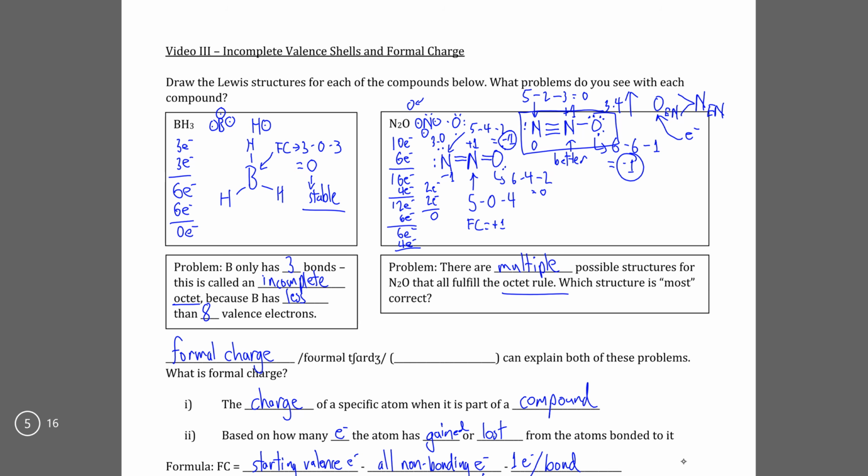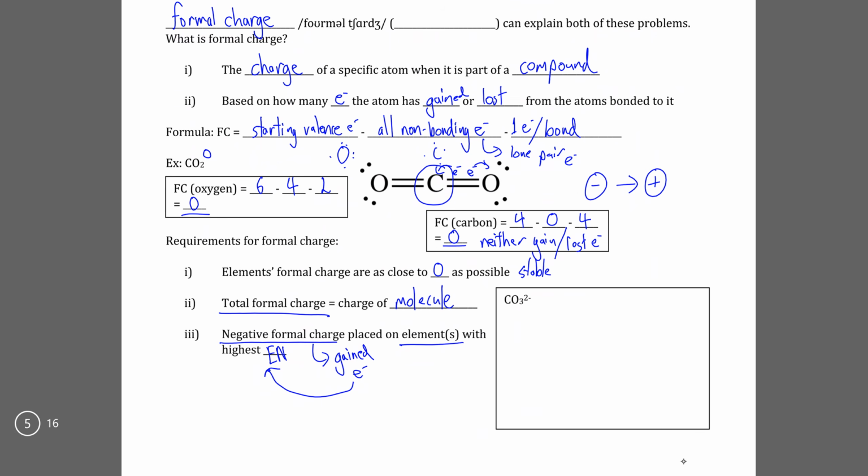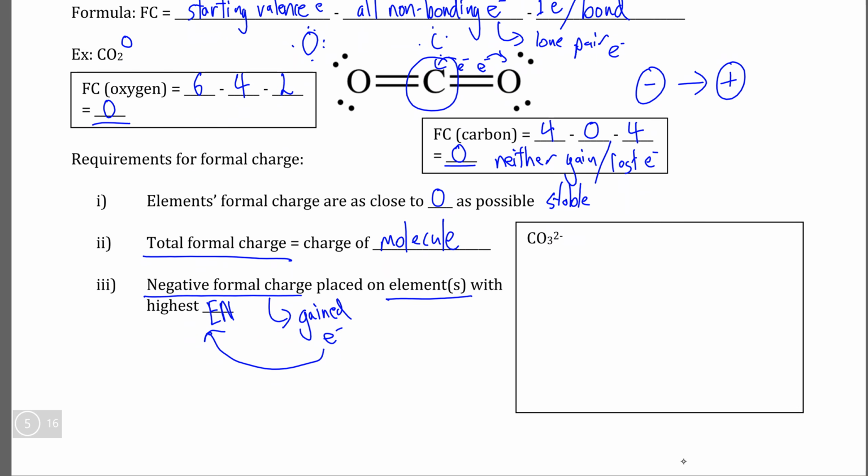In the next video, we're going to be looking at a literal expansion of being able to draw Lewis structures, and as a preview for the next Lewis structure video, you can try to draw the most appropriate Lewis structure of CO3 2-, carbonate, because in the next video we're going to be looking at situations where you can actually make more than 4 bonds.